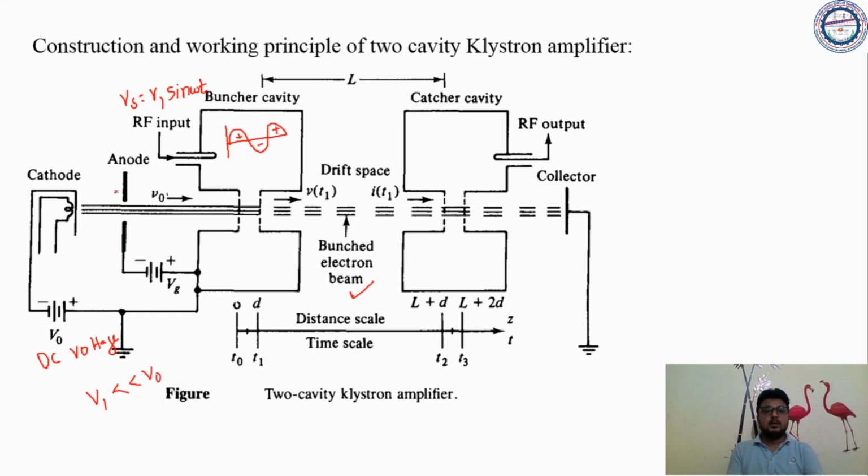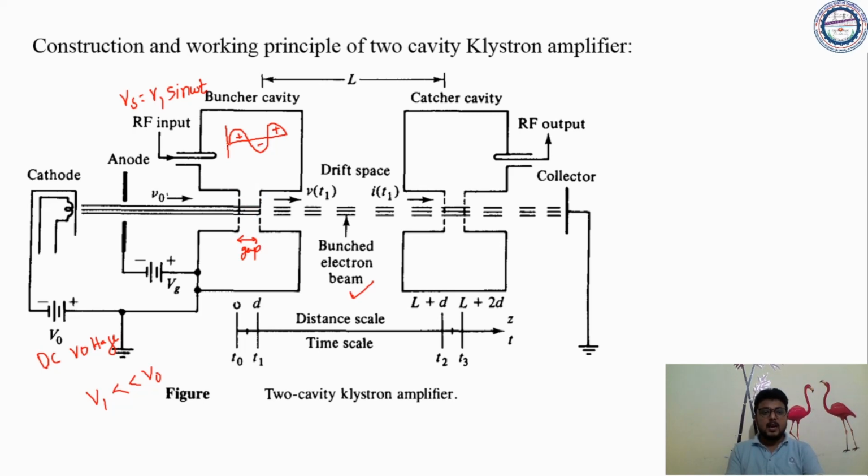To begin with the working principle of this two-cavity klystron amplifier, first we have a cathode. Now we have applied DC voltage. Due to this applied high DC voltage, the cathode will emit electrons with a uniform velocity, and this velocity is V naught. Then we have an anode which is used for focusing purposes, so that electrons do not scatter. This electron beam with a uniform velocity reaches the cavity gap. This is the buncher cavity gap, and at this gap the velocity modulation takes place.